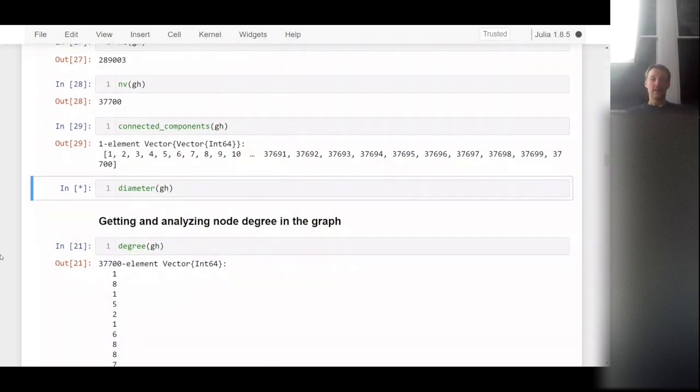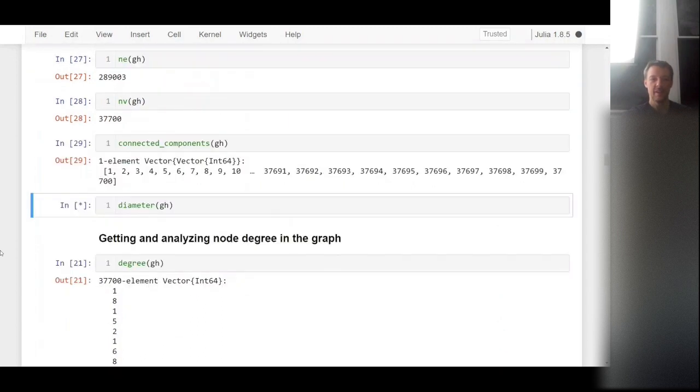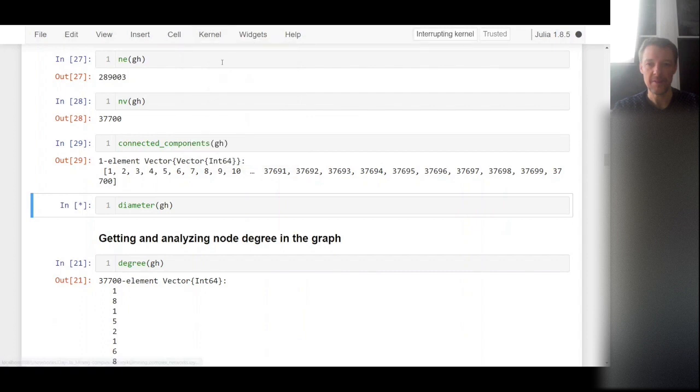So let me discuss what we will do next. What we will do next, we will want to analyze the graph. And if it doesn't finish too fast, because I am at the same time streaming, which also always slows things down, maybe I will interrupt this operation. Okay.